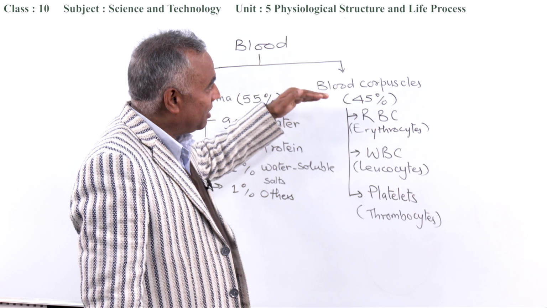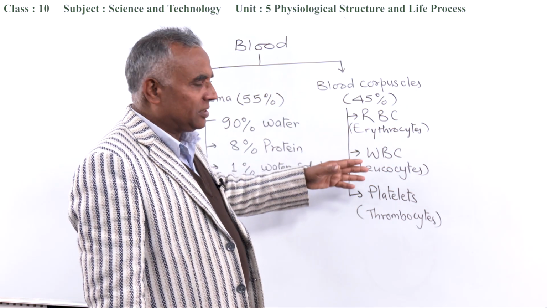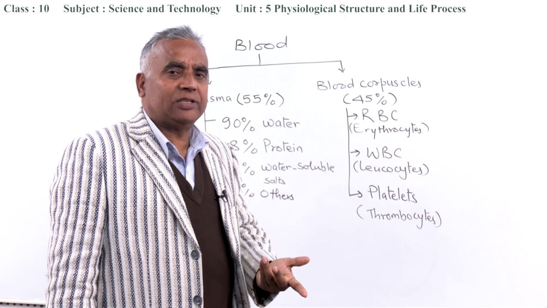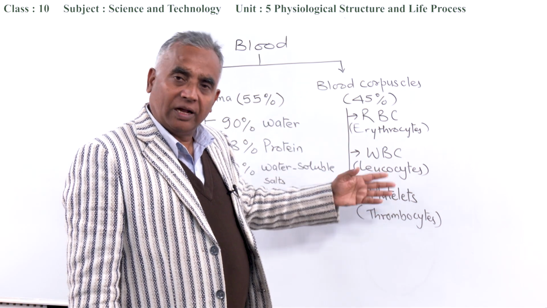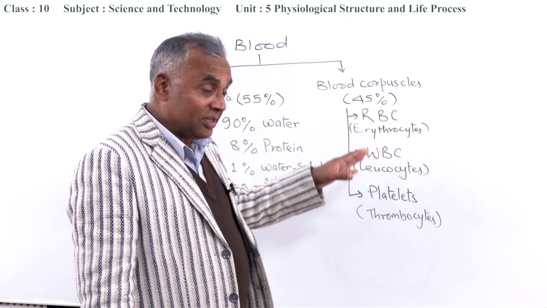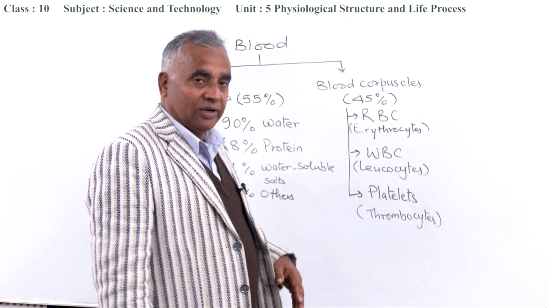So blood contains different types of cells. Red blood cells, white blood cells, and blood platelets are all cells, and they have different cell structures. We will see the structures under different headings.